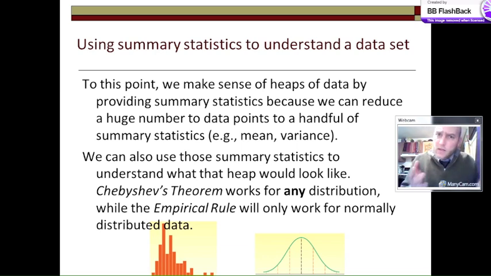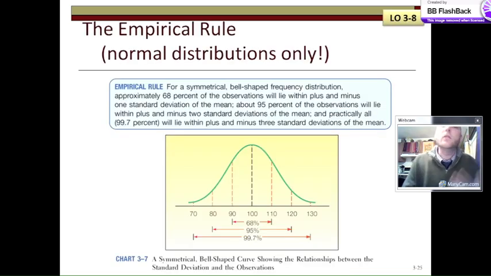Now if we can use Chebyshev's theorem for any distribution, why do we even bother with the empirical rule? The reason is quite simple. The empirical rule gives us much more precise understanding of a data set than does Chebyshev's theorem. But because the empirical rule only applies to certain distributions, we can't use it all the time. Fortunately, normal distributions got that name because they occur regularly, frequently. So the empirical rule only works for normal distributions, for a symmetrical bell-shaped frequency distribution like this.